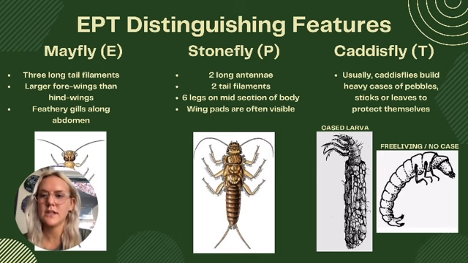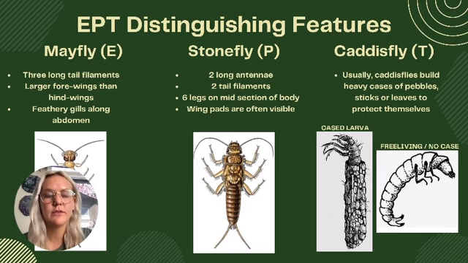So that leads us to this page, and I just made this so we can help distinguish between mayflies, stoneflies, and caddisflies when they're in their larval stages. So the first distinguishing feature on the mayfly is that it has 3 filament tails, whereas the stonefly only has 2. Another thing that differentiates these two is the feathery gills on the mayfly, but not on the stonefly. A really obvious one for the caddisfly is that it makes a case out of pebbles, sticks, or leaves, whereas the stonefly and mayfly don't do that.